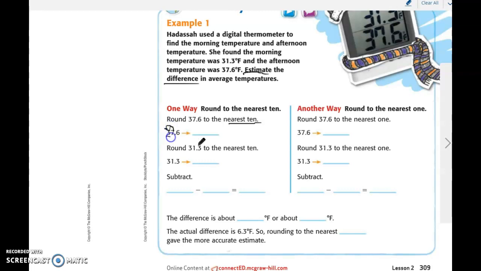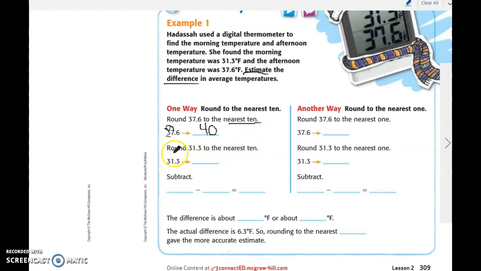It follows the same rules. So 37 would turn into what number? 38. So the 7 tells my 3 to add one more. One more. So my 3 turns into a 4. And I'm going to turn this into a 0 because it said the tens. So this turns into a 40.